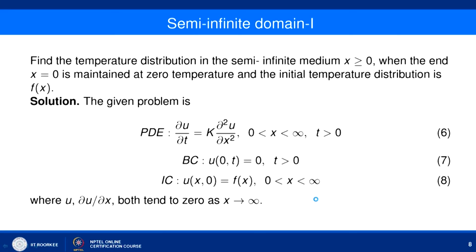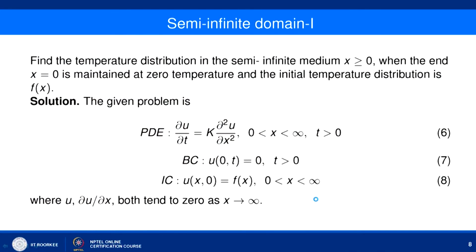Now, we will move to the semi-infinite domain. It means that here the length is semi-infinite, and one end is kept at, say, 0 temperature. So, we look at our problem like this: find the temperature distribution in the semi-infinite medium x greater than or equal to 0, when the end x equal to 0 is maintained at 0 temperature and the initial temperature distribution is given as f of x.